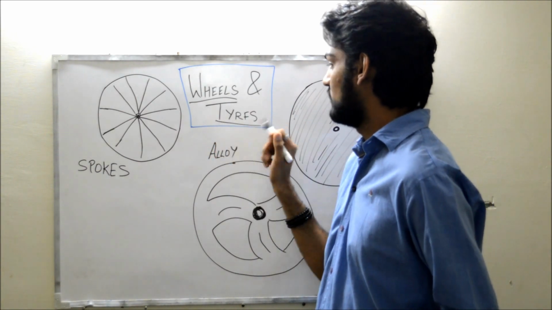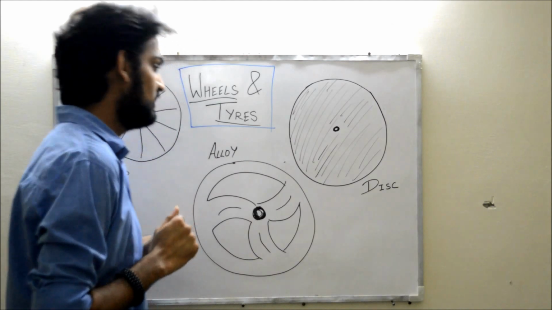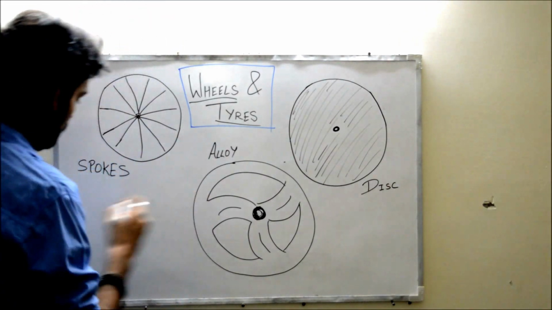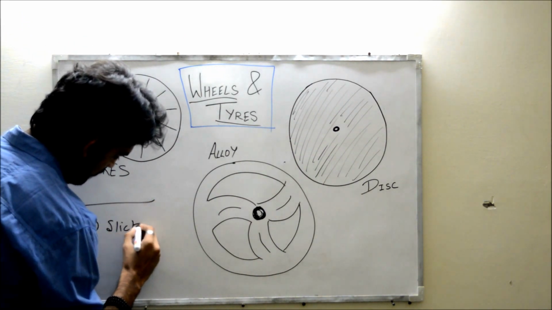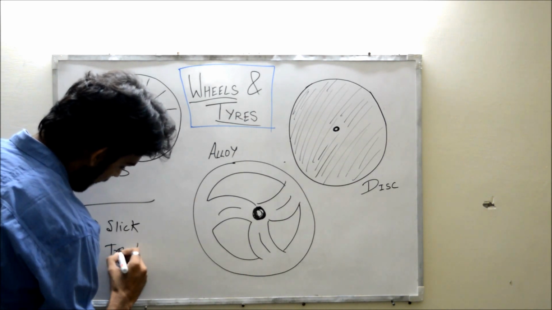Now we'll talk about tires. Okay. Now we'll specifically talk about tires that can be used in cars. The first one is slick tires, and the second one is threaded tires.